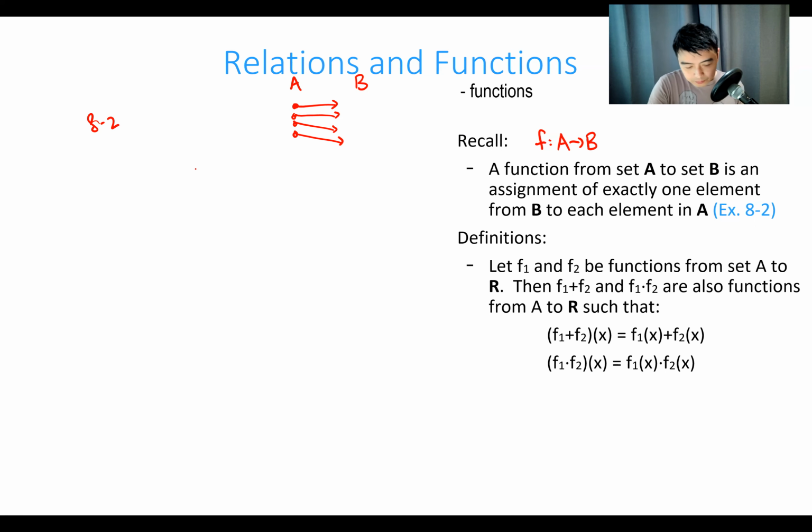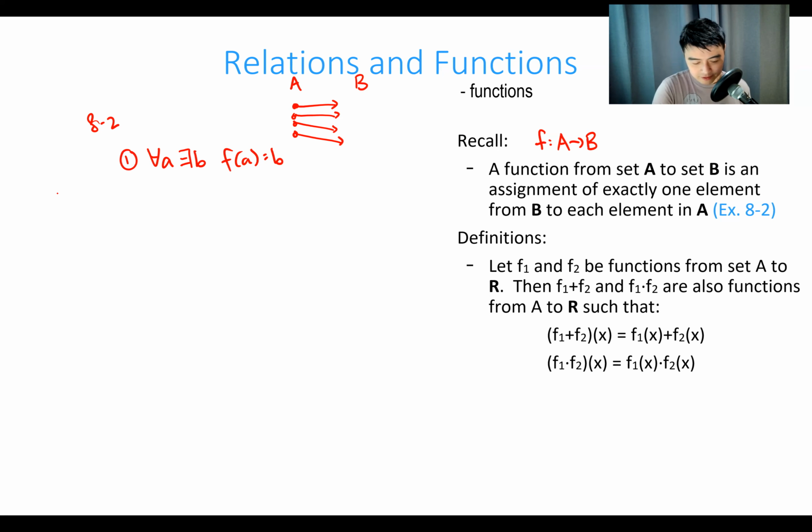So we said there are two parts to our definition of a function. The first one is at least one. So every input has at least one output. So for all A, there's at least one B, so that f of A is equal to B. So that's our first part of the definition.